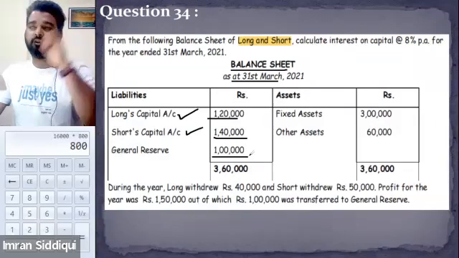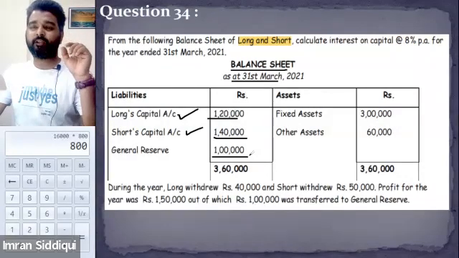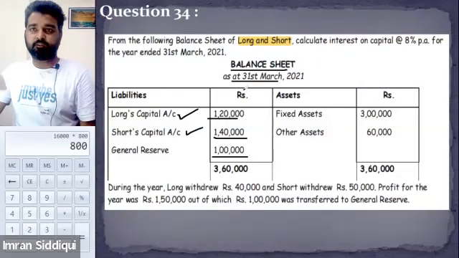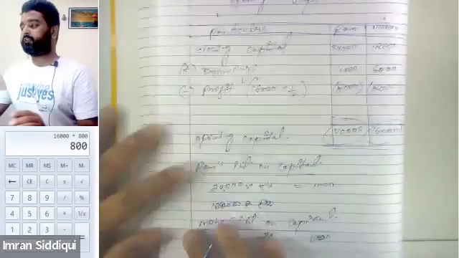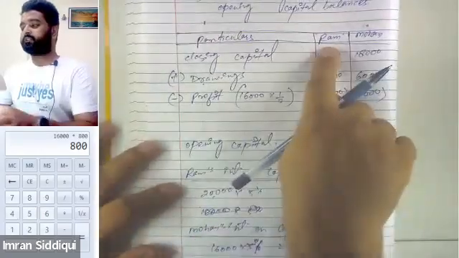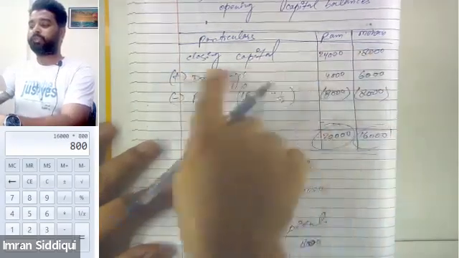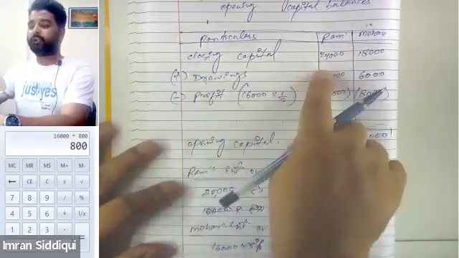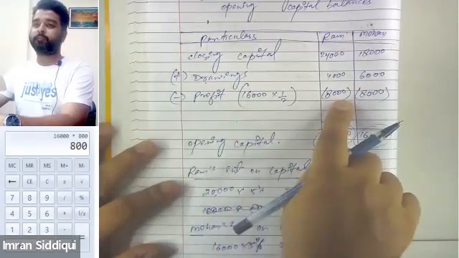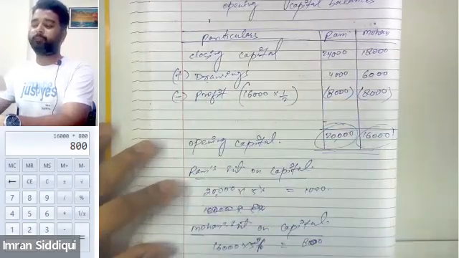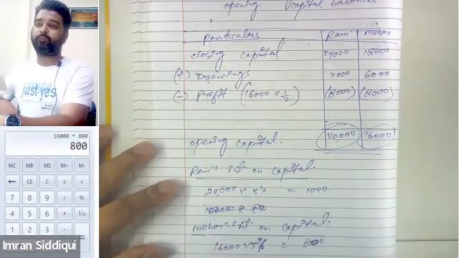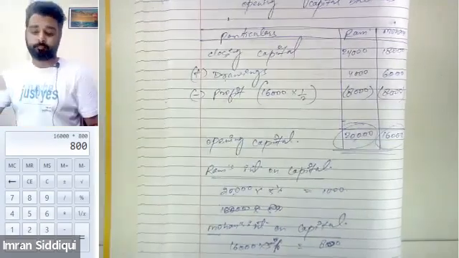So while solving the question, all you need to do is prepare the statement of calculation of the opening capital balance, the same statement that we just prepared. You will be writing the Long, Short capital balance and the closing capital balances. Their drawings will be added. Their profit will be subtracted. This is it, and then you will be able to find out their opening capital balances. I'm sure you will be able to find out their interest on capital.